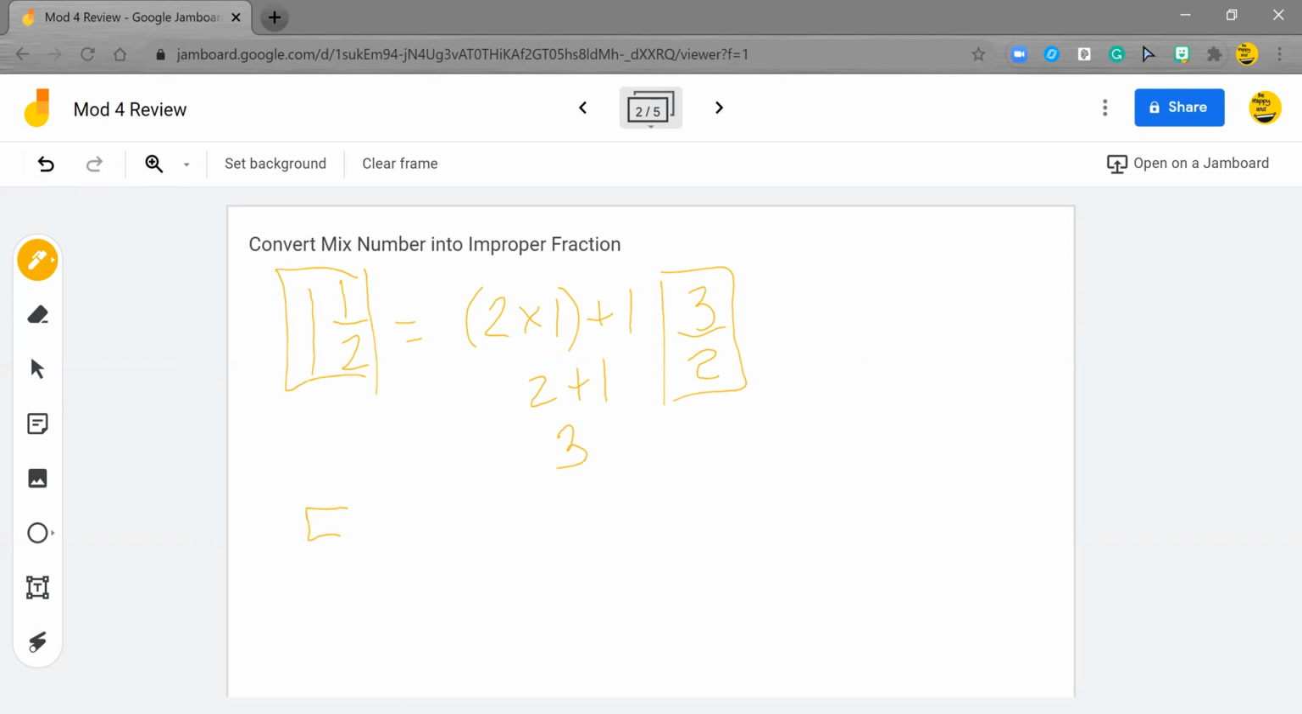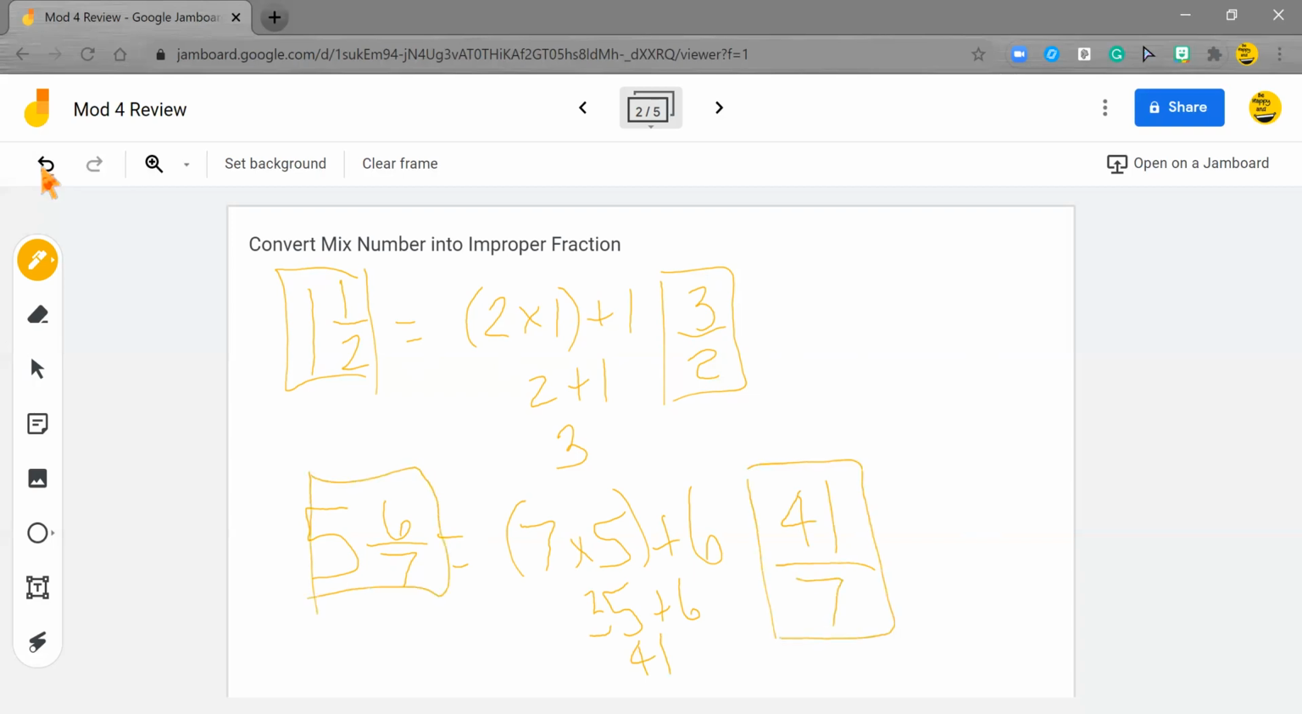Say I have 5 and 6/7. Same thing, I take the denominator, multiply the whole number, and then I add the numerator. So I get 35 plus 6, which is 41. So it's 41 over 7. So that's mixed number into improper fraction.